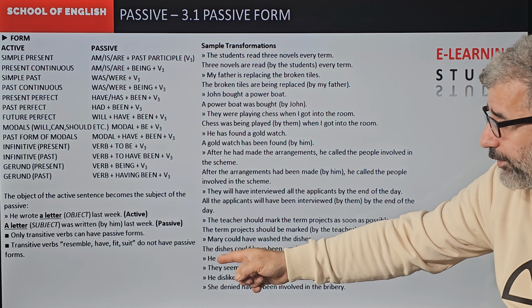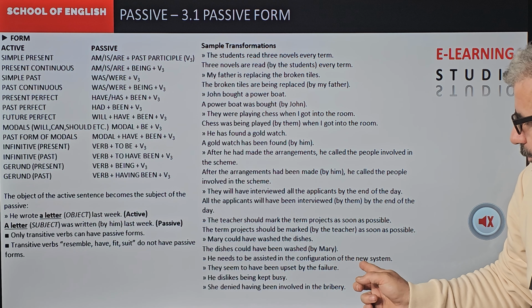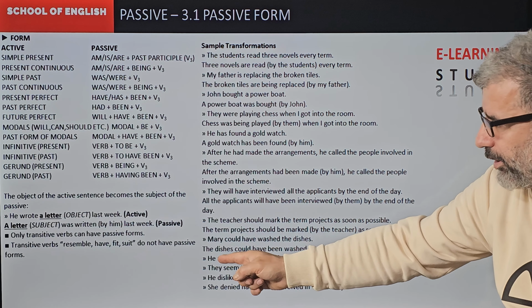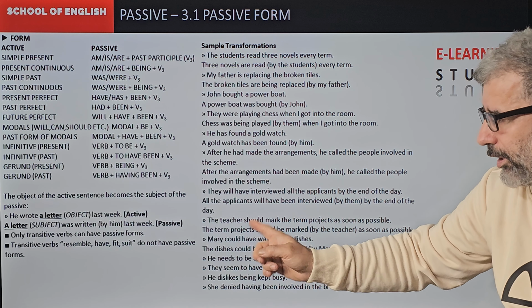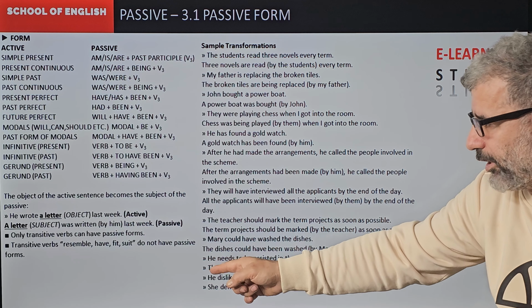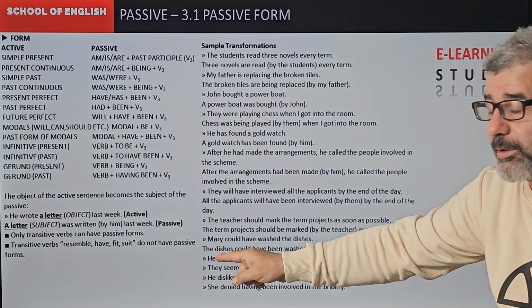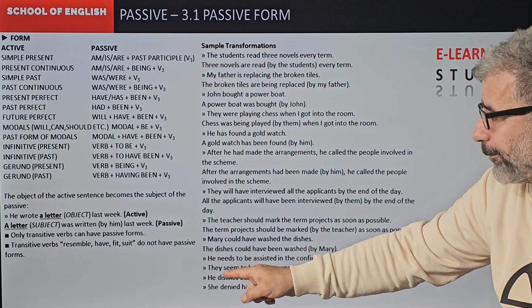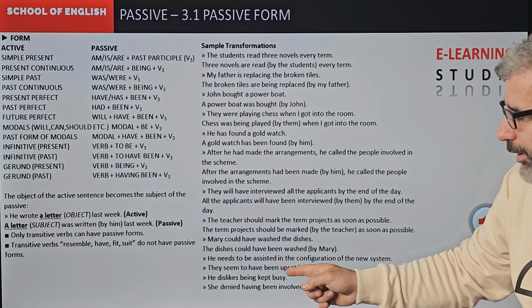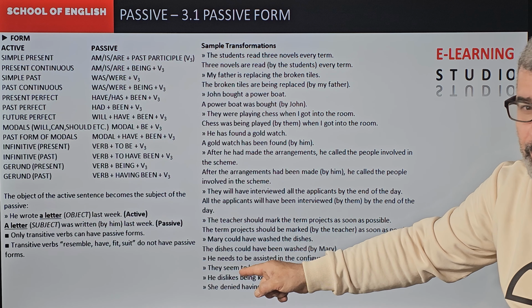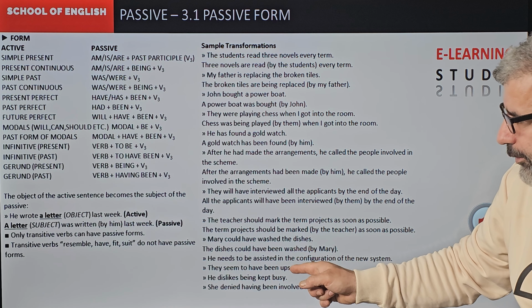Now, we have an infinitive example here. He needs to be assisted in the configuration of the new system. If you say he needs to assist, he should help someone. When you say he needs to be assisted, someone should help him. Okay, this is the passive idea. They seem to have been upset by the failure, and this is an example for the past form of infinitives.